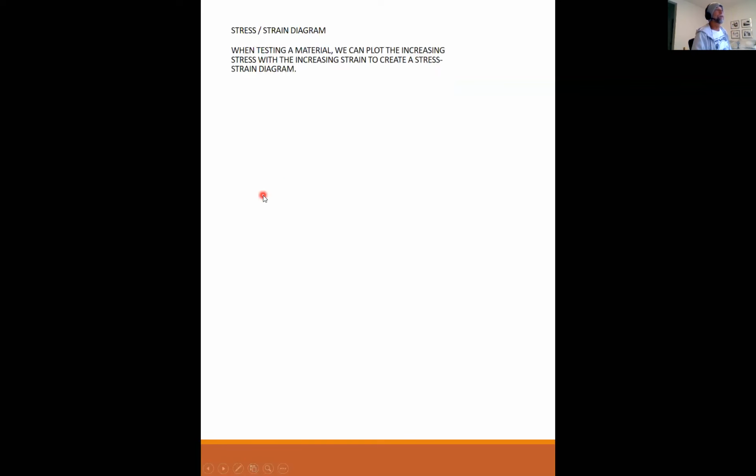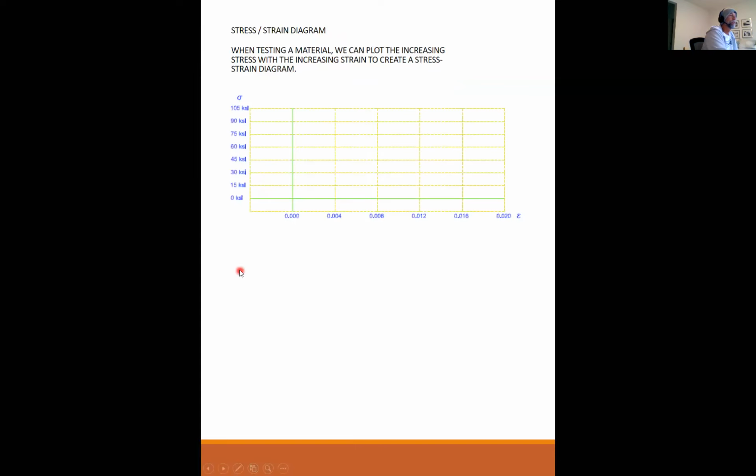Okay, so when testing a material, we can plot the increasing stress with the increasing strain to create what we call a stress strain diagram. And this is going to be an example of what I call a stress strain diagram. It's pretty customary that we put the stress on the vertical axis and we put the strain on the horizontal axis.